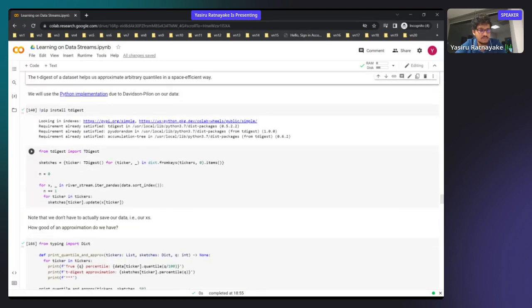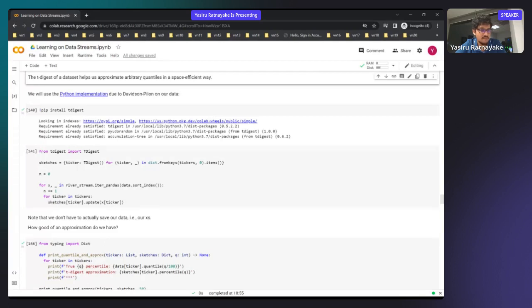And all you do is import this tdigest class and instantiate it. Here I've instantiated a dictionary, so for each of my tickers I have a separate tdigest object. I'm going to use the same kind of loop that River provides, iterating through my pandas data frame, and update the sketch. So these are my sketches, these tdigest objects. In each step, for each of my tickers, I take the relevant sketch for that ticker, the relevant tdigest object, and update it with the new data point. This is this X that I'm iterating through in my rows.